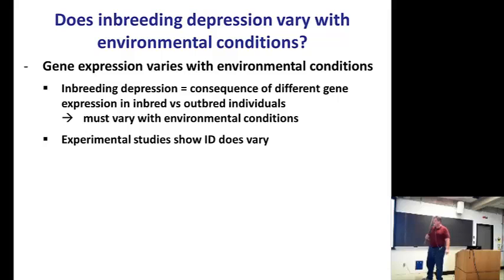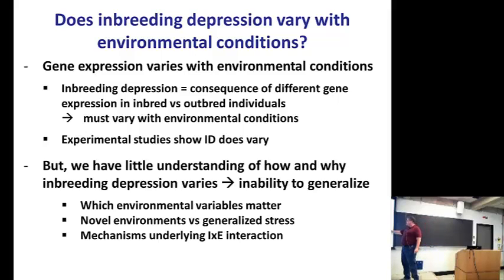inbreeding depression varies. But there are a lot of things we don't really understand yet. So we don't understand what sorts of environmental variables affect inbreeding depression, whether novel environments, the environments that organisms haven't experienced in their selective history, have more effect than do generalized stressors, the kinds of stressors organisms regularly experience. What are the mechanisms underlying these interactions between inbreeding and the environment? These are generally not understood at the moment.